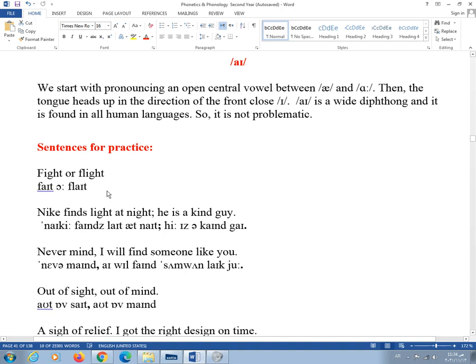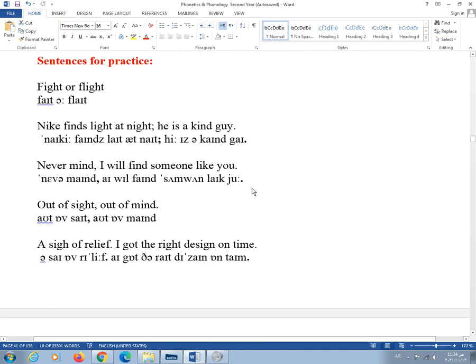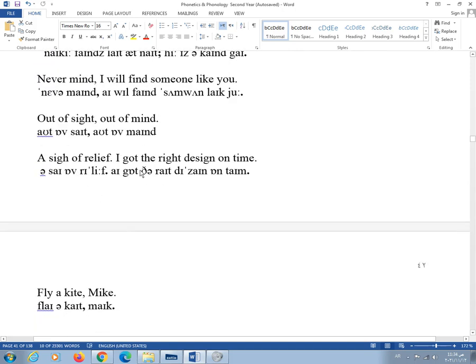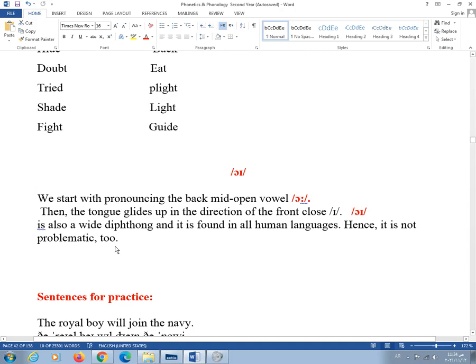See, we start with one vowel and we end with another. Okay, fight or flight. Nike finds flight at night. He's a kind guy. Never mind, I'll find someone like you. Out of sight, out of mind. A sigh of relief, I got the right decision or design on time. Fly a kite, Mike. And then we have "oi." We start with "o" and we end with "i," as you see.